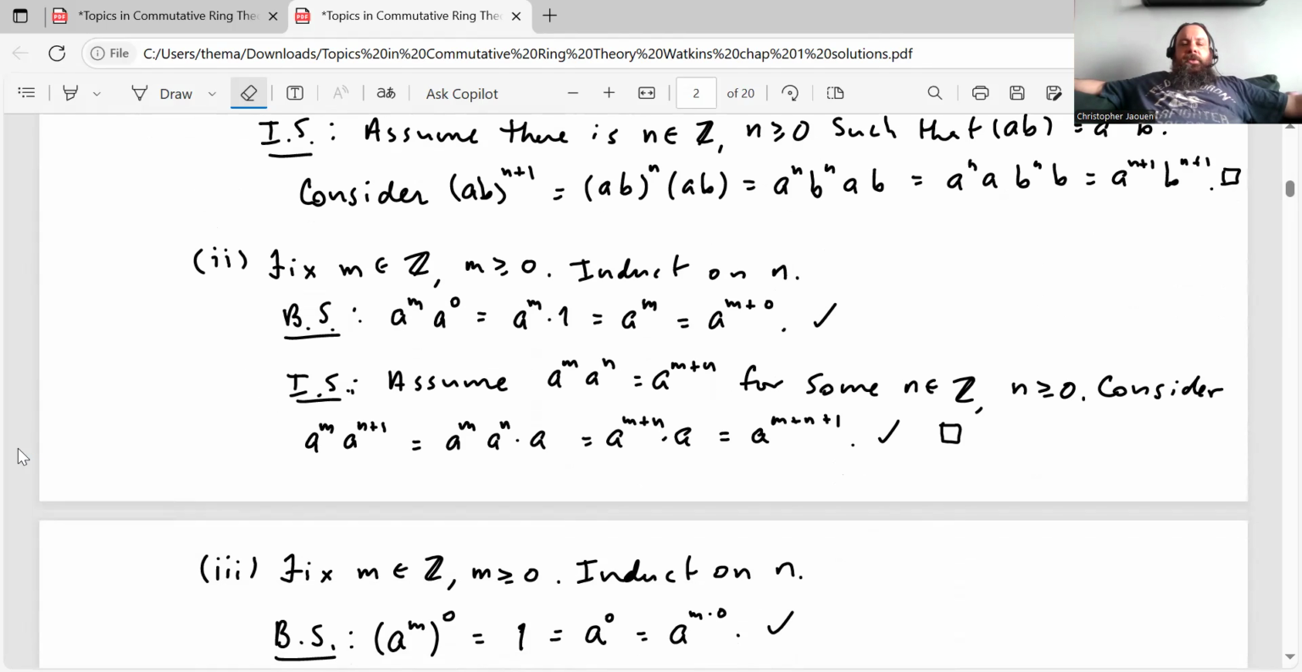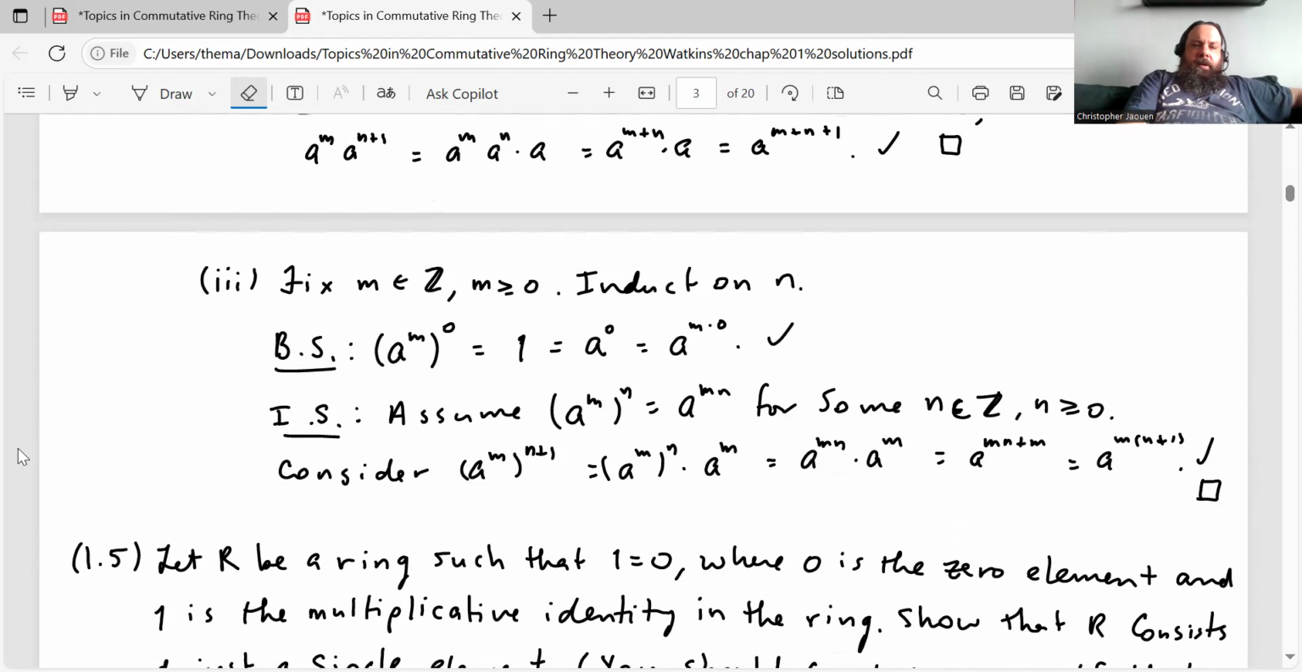Assume a^m times a^n is a^(m+n) for some non-negative integer n, and consider a^m times a^(n+1). That's equal to a^m times a^n times a by the recursive formula, which is equal to a^(m+n) times a, which is equal to a^(m+n+1), and the inductive step follows, which means that the property holds for all non-negative integers.